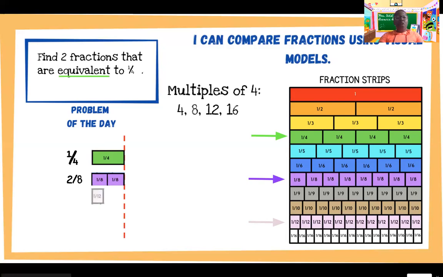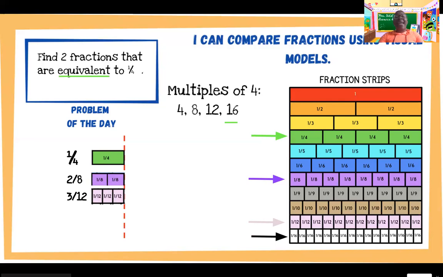Let's count. 1/12, 2/12, 3/12. This tells us that 3/12 is equivalent to 1/4 and 2/8. Now, I only asked you to identify 2 equivalent fractions, but I bet you can tell me what the 4th one is as well. To start, how do we know what fraction strip we should use? Did you say we're going to use 16? You're absolutely correct.